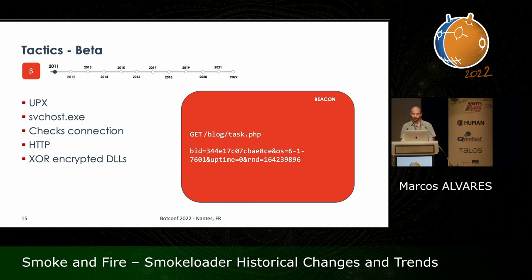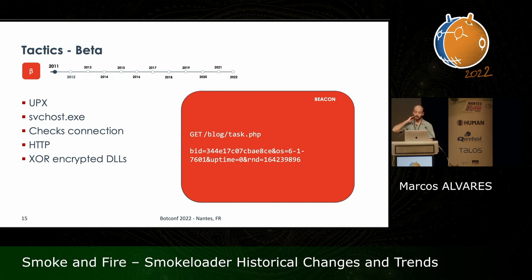The first prototype that I found, like I mentioned, is a UPX packed executable. This one uncompresses the payload, starts a service host process and injects itself inside svchost. It's really simple. Then it checks some connections, connecting to some random sites like MSDN, Mozilla, Google, etc.